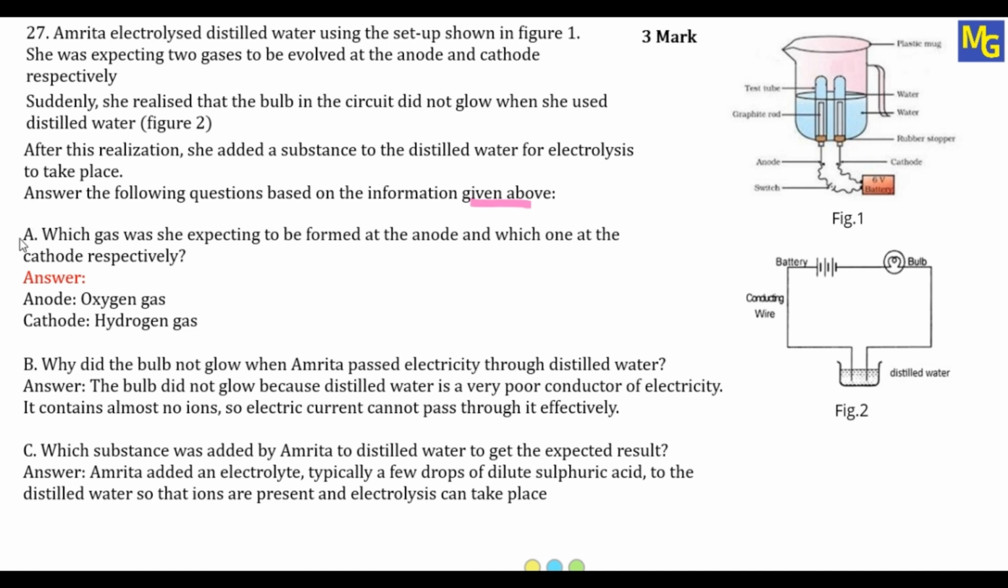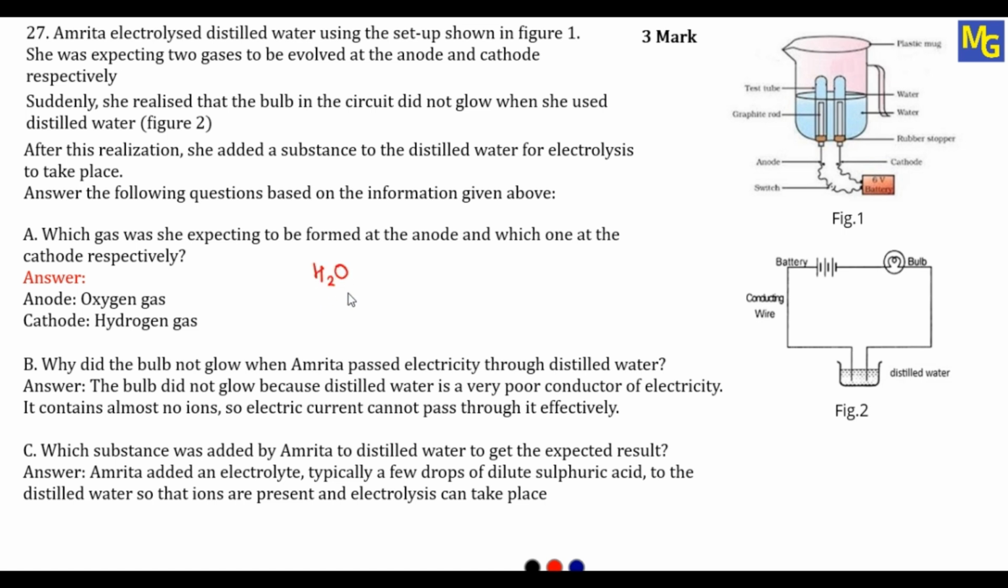So here we can see question number A. Which gas was she expecting to be formed at the anode and which one at the cathode respectively? So as in the first sentence, she has used distilled water here, and by using distilled water, she is doing electrolysis. Distilled water, water means what? It is H2O. Water means it is H2O.